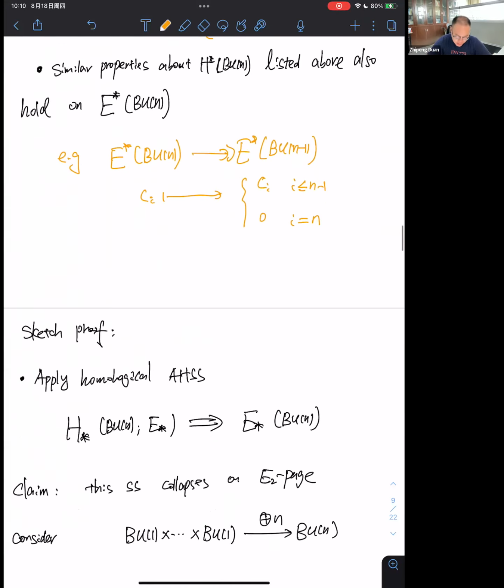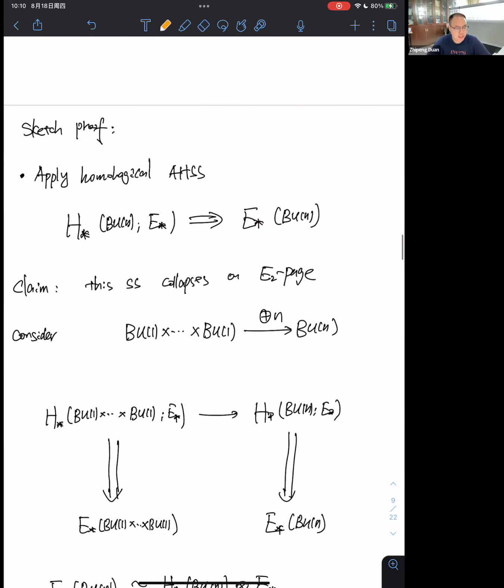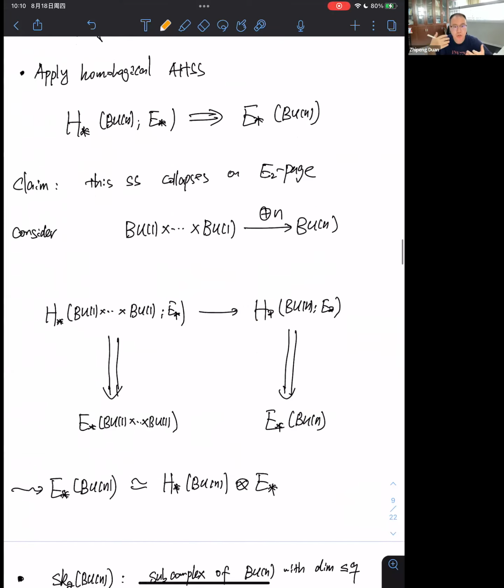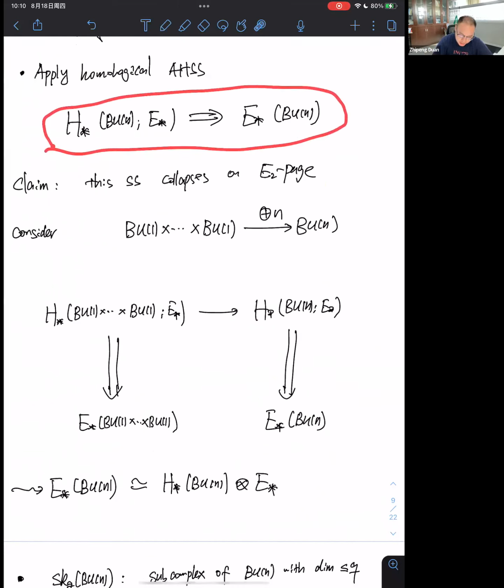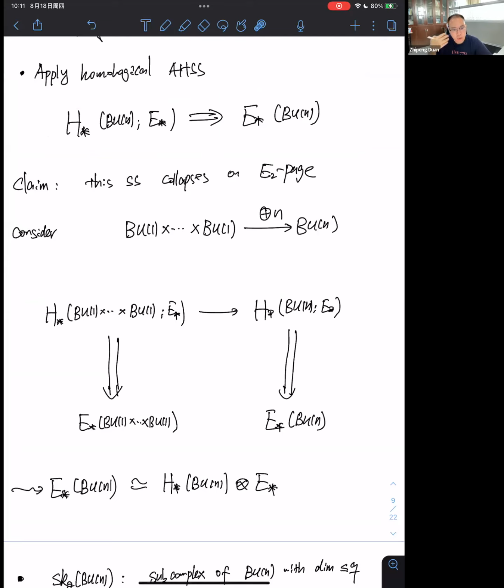So I will give a sketch proof of this result. You see the result is very similar to the calculation in singular homology and cohomology, and this is simply because the related Atiyah-Hirzebruch spectral sequence, the homological one or the cohomological one, both collapse at the E2 page. So first, as for the homological Atiyah-Hirzebruch spectral sequence, this is the homological Atiyah-Hirzebruch spectral sequence for BU(n). And we claim this spectral sequence collapses at the E2 page. So how to see that?